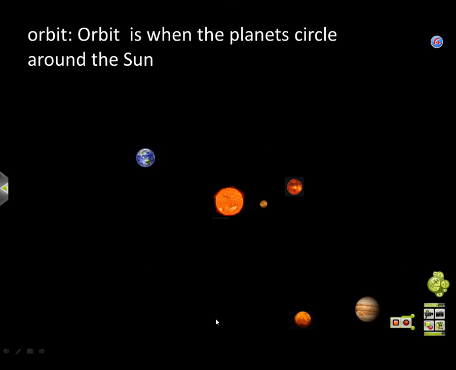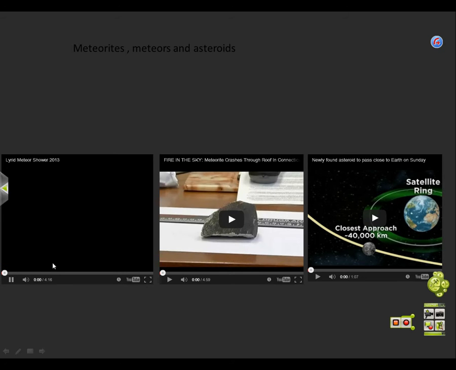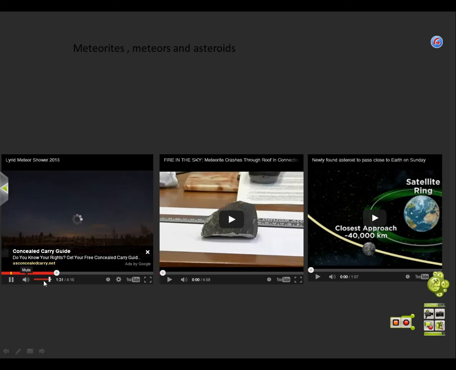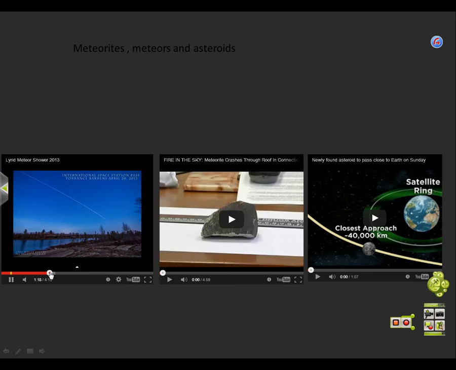Jack made this awesome thing about orbiting. He has several of the planets orbiting the sun. There are these great videos about meteors. I'm going to turn these down. And this is a time lapse. A meteor shower, they look like shooting stars to us. But sometimes they're the size of a grain of sand. But they hit the atmosphere and they're so hot that they burn up. And they look like shooting stars.